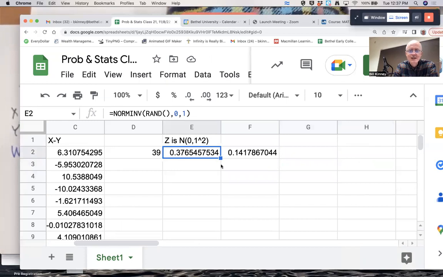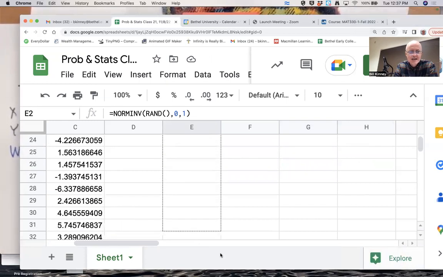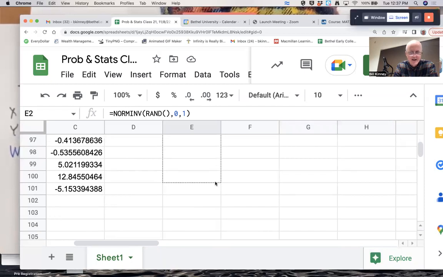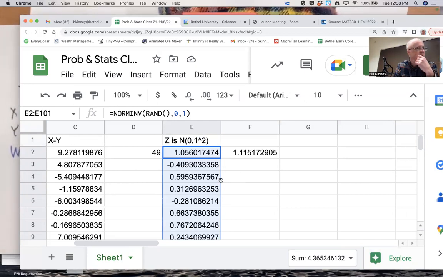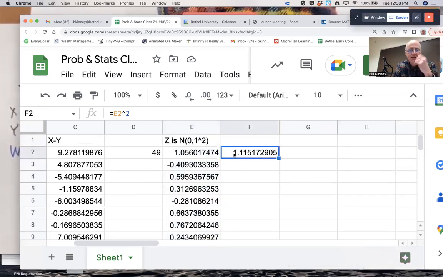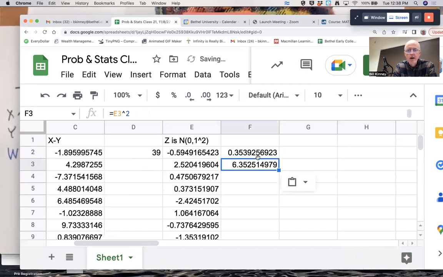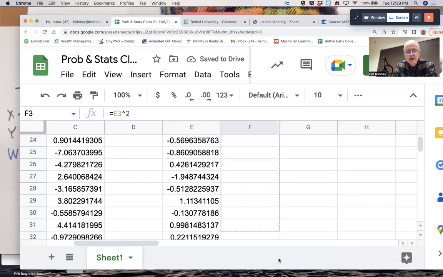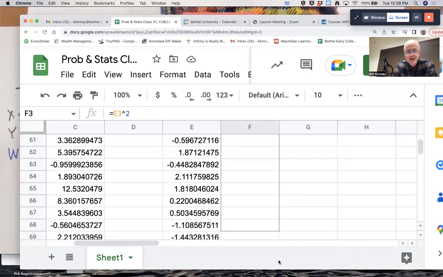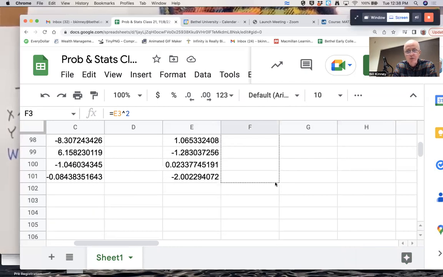So let's get 100 values of z. Copy and paste. So we're just trying to believe it and also trying to understand it. Do we really understand it when I'm doing it this way? So those are 100 different simulated values of the standard normal random variable. In this column, I'm squaring them to, according to the book, get 100 simulated values of a chi-squared random variable with 1 degree of freedom.